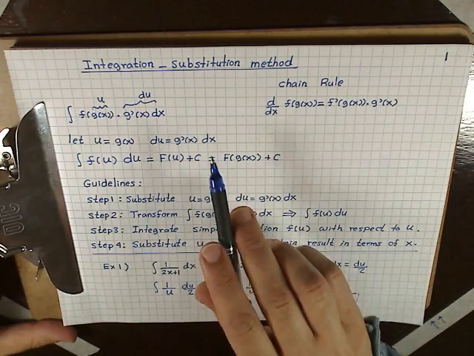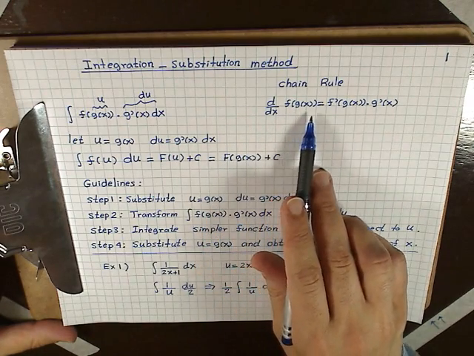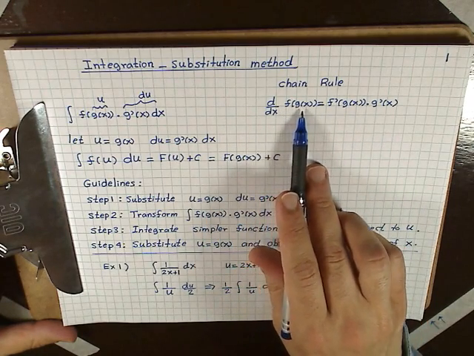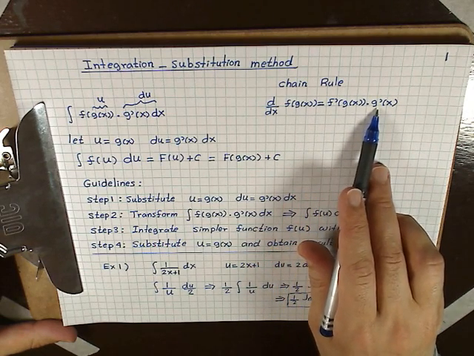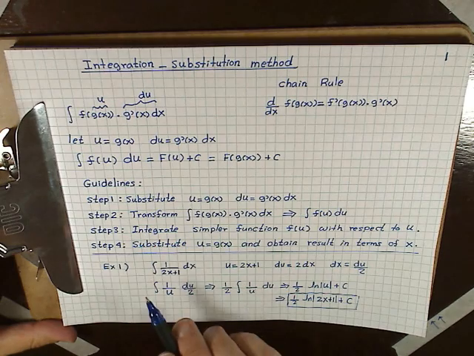In fact, the substitution method is just the reverse of the chain rule. d dx of f of g of x is equal to f prime of g of x times g prime of x. Let's do an example.